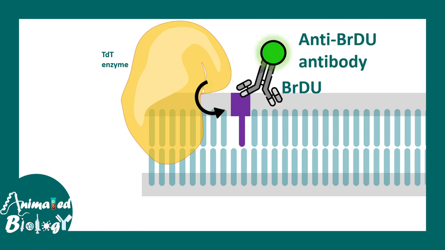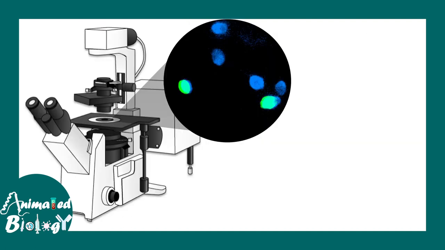Also, it can be a BrdU. BrdU can be detected by anti-BrdU fluorescent conjugate antibodies. So this is how the overall TUNEL assay works. The labeling might be different, but the principle of the assay is the same: detection with the help of a fluorescence method. And in this particular assay, the TdT enzyme holds key importance.